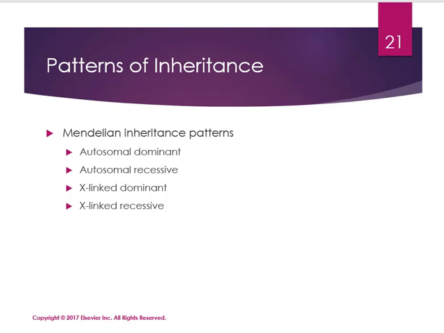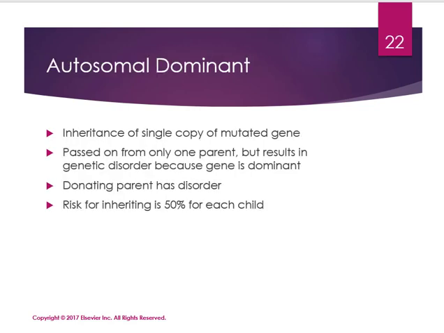There are different patterns of inheritance, and we know that gene disorders caused by a mutation in a single gene are usually inherited in a couple of different ways, and these are known as the Mendelian inheritance pattern. And there's autosomal dominant, autosomal recessive, X-linked dominant, and X-linked recessive. We're going to go over those. Autosomal dominant is an inheritance of a single copy of a mutated gene, and we know that it's passed from one parent, but results in genetic disorders because it is gene dominant.